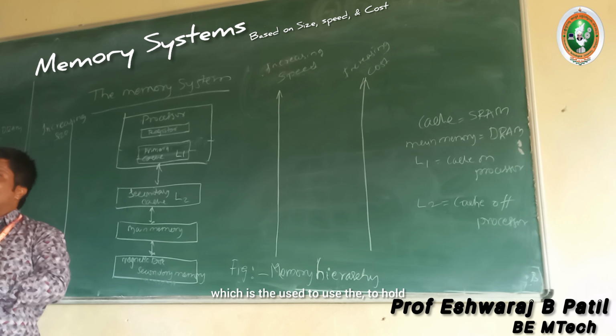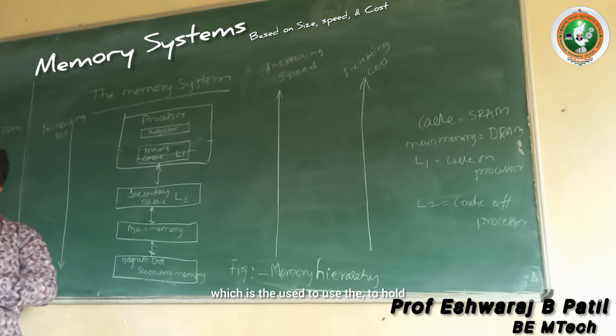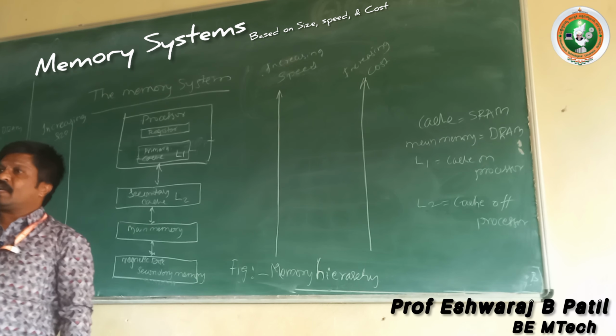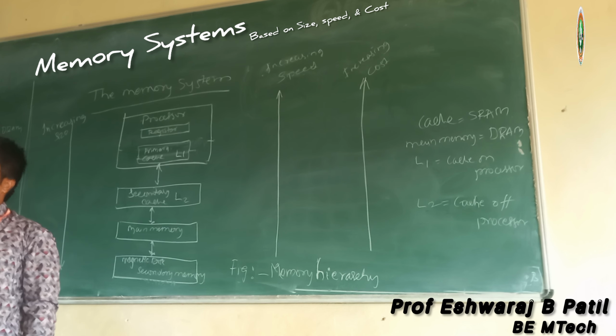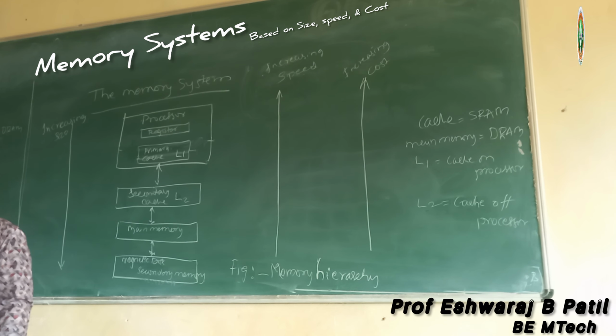The primary cache is a memory element used to hold a copy of recently used information, data and instructions.